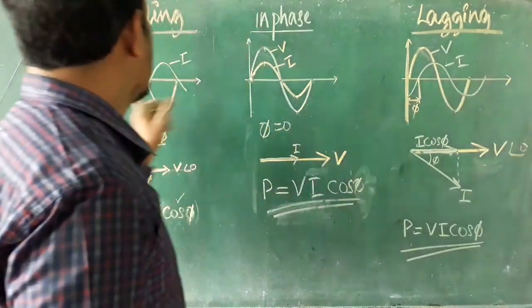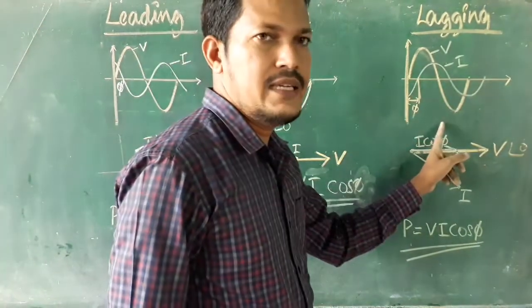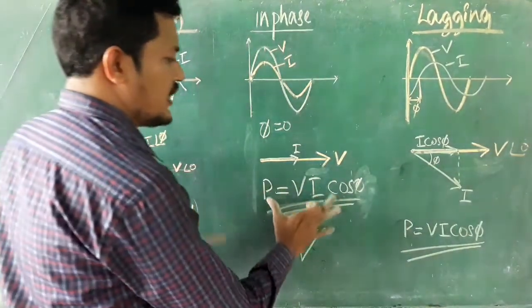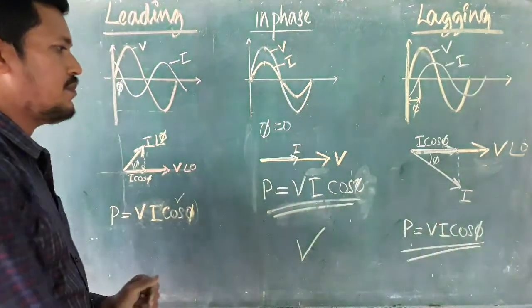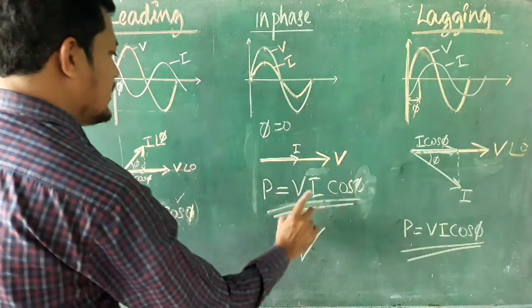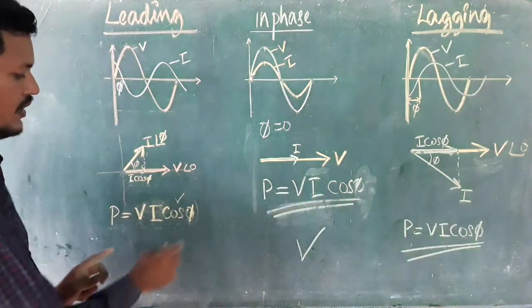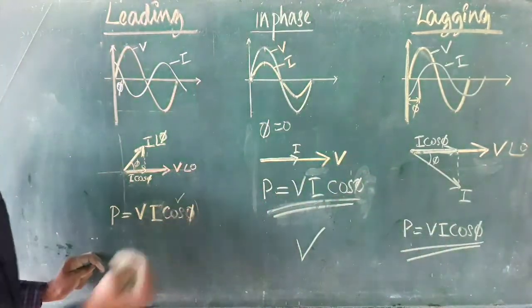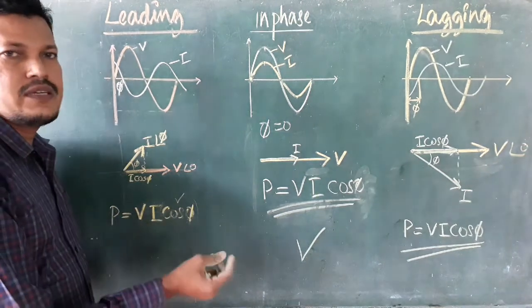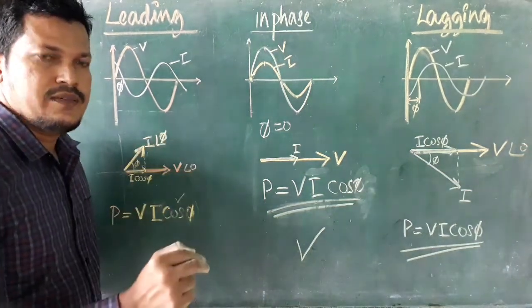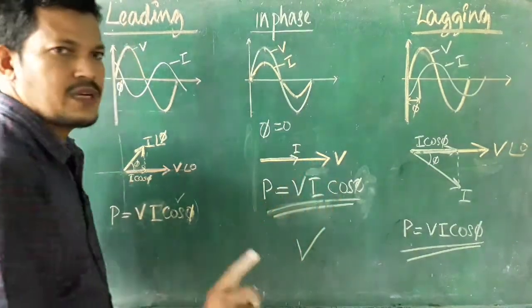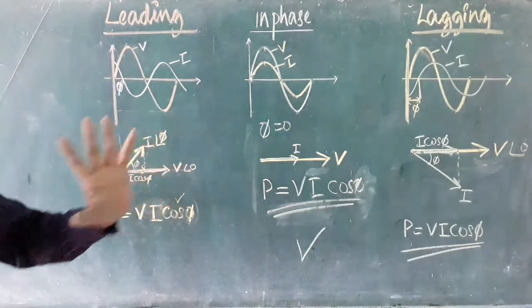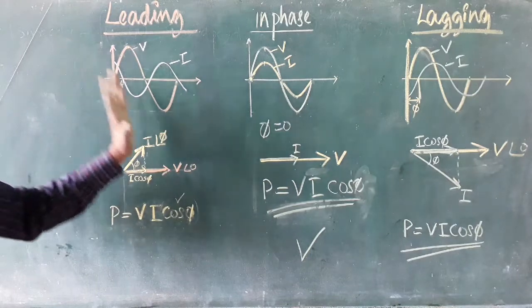So three conditions are there: leading, in phase and lagging conditions. Only in phase has the advantage, because we can use maximum power as the power factor cos phi becomes 1. In that condition we get the maximum value Vi. In the other conditions, leading and lagging, we are drawing less power because the power factor value is not 1, it is less than 1. Only in the in phase condition does the power factor become 1, so we are drawing maximum power. Clear? So these are the three conditions of AC circuits.